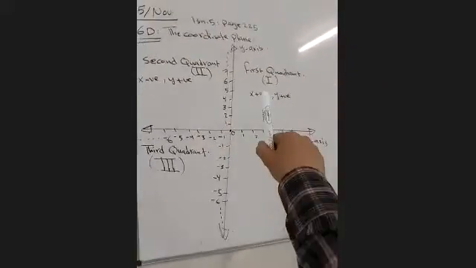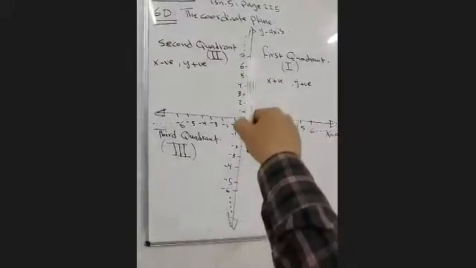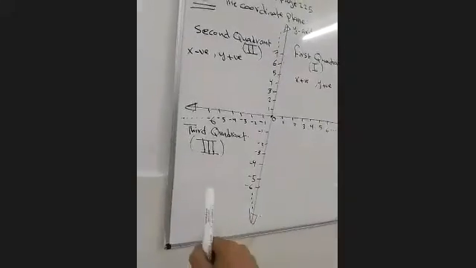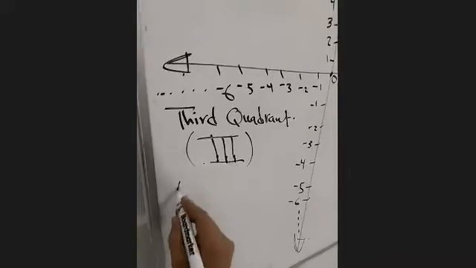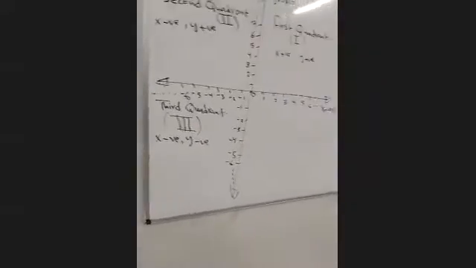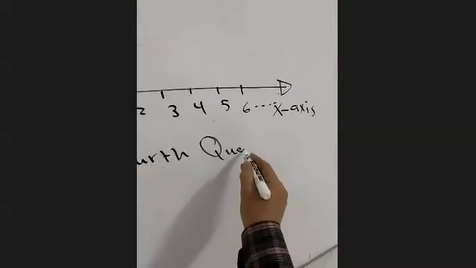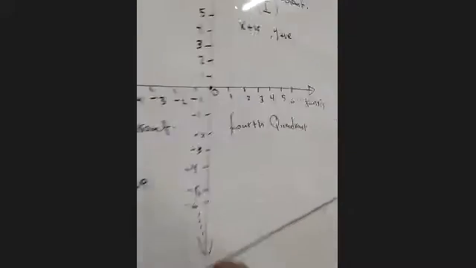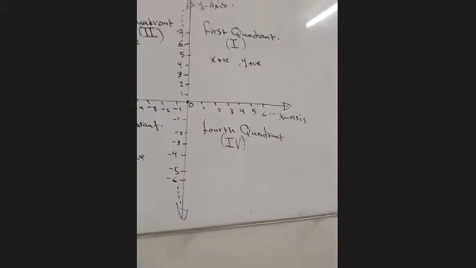Okay, so first quadrant, x is positive and y is positive. Second quadrant, x is negative and y is positive. Third quadrant, x is negative and y also, down, is negative. So here x is negative and y also is negative. Here the fourth quadrant, and in the fourth quadrant we won't make 4 like this. No, we will make I capital with V capital.